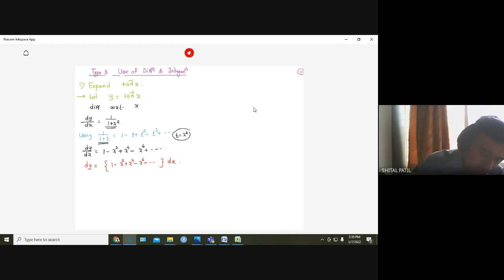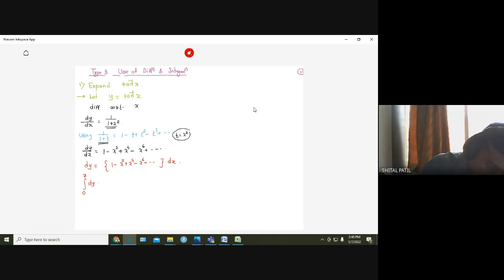Variables are separated. Now integrate. From where to where? From 0 to x. You can decide how to consider the limit. You can consider from 1 to x also, but if you consider 1 to x, the problem becomes somewhat complex. How? We'll understand. For the time being, let me consider it as 0 to x.